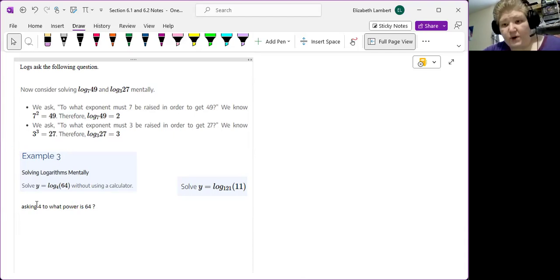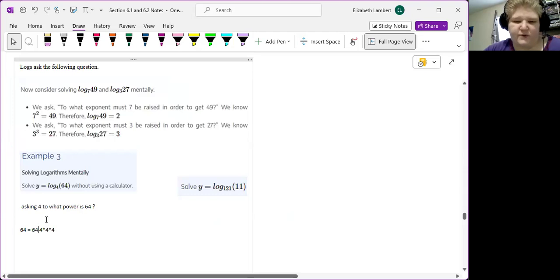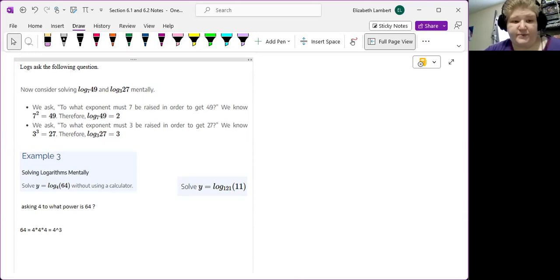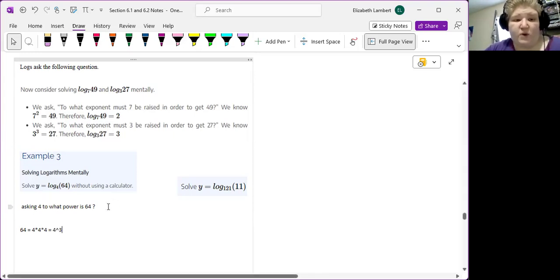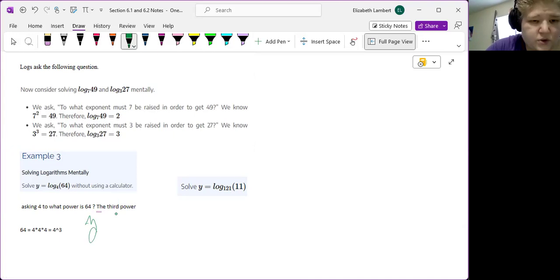Well, 64, if we divide it by 4, we get 16. So 64 is 4 times 4 times 4. Yes, thank you, 64 equals 64. Which is 4 to the third. So 4 to what power? The third power. Meaning y equals 3 there.